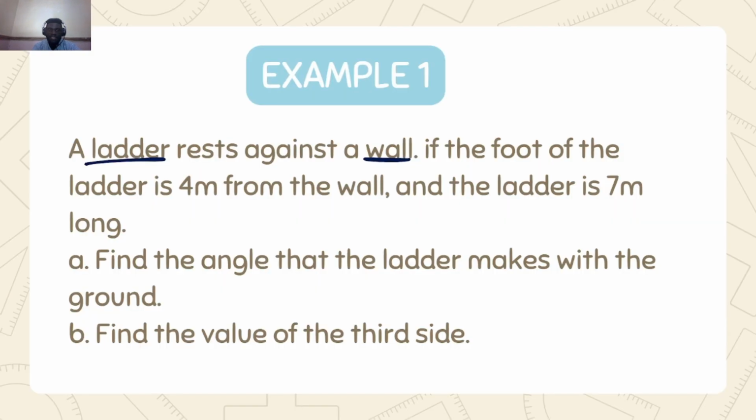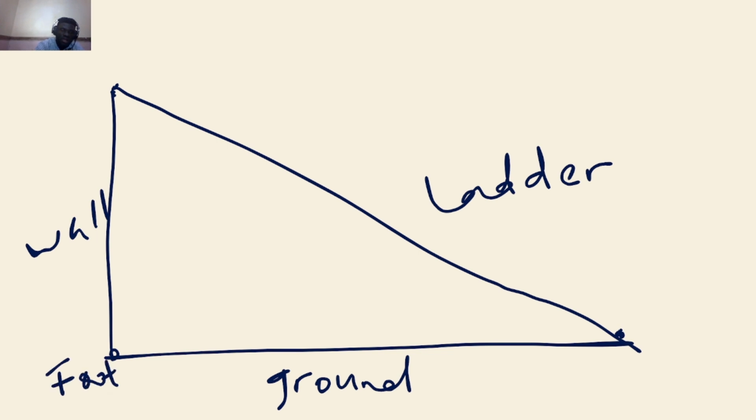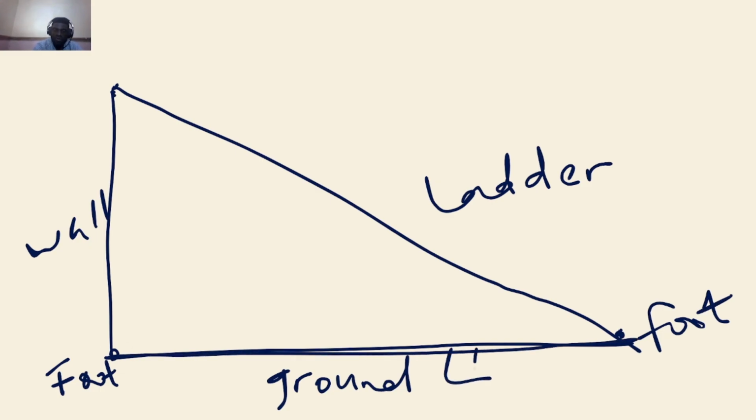So coming back here, it says, if the foot of the ladder is 4 meters from the wall. So this is your ladder, and this is the foot of the ladder. And they say it's 4 meters from the wall. Of course, it's going to be from the foot of the wall. So this is the foot of the wall, while this is the foot of the ladder. So it means from this point to this point is 4 meters.